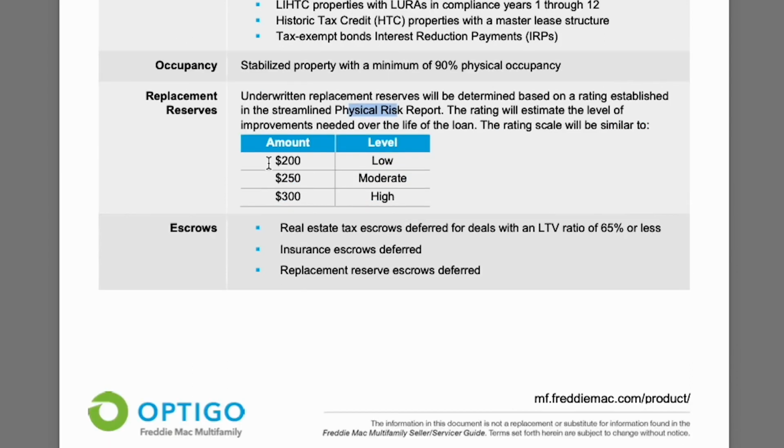This will either be, you'll get a grade of low, moderate, or high. If you have a low grade, then your replacement reserves will be $200. If you have a moderate grade, then your replacement reserves will be $250. And if you have a high grade, then your replacement reserves will be $300.